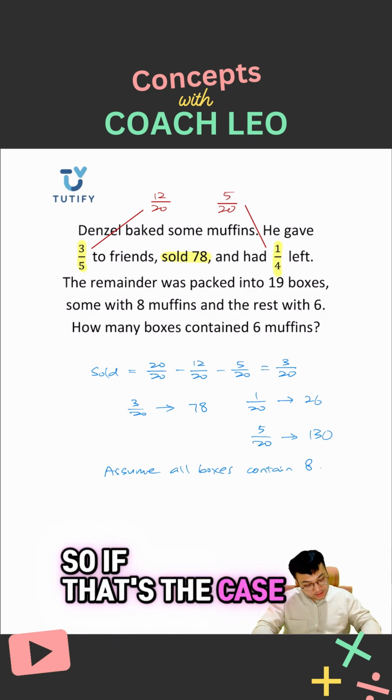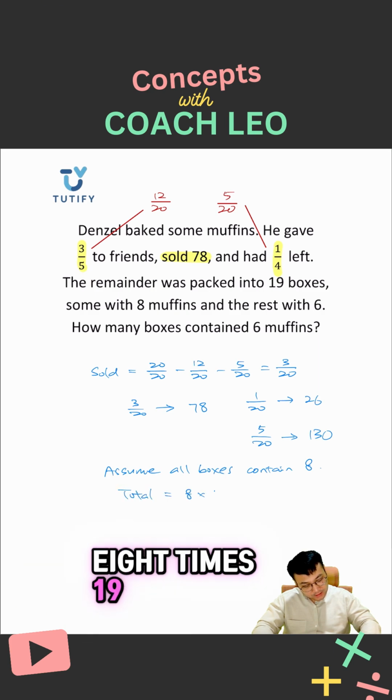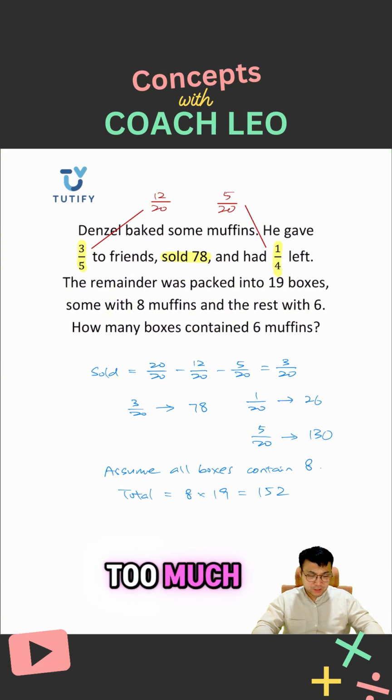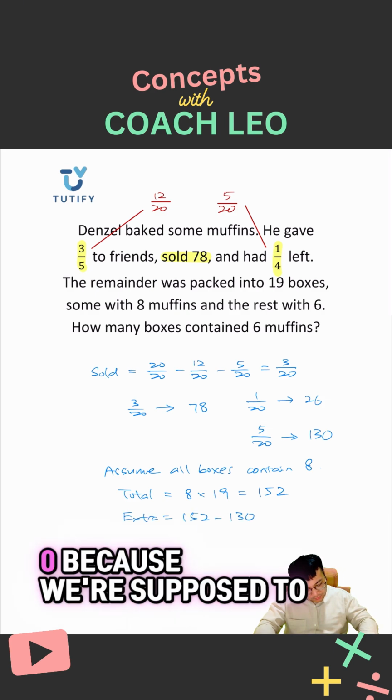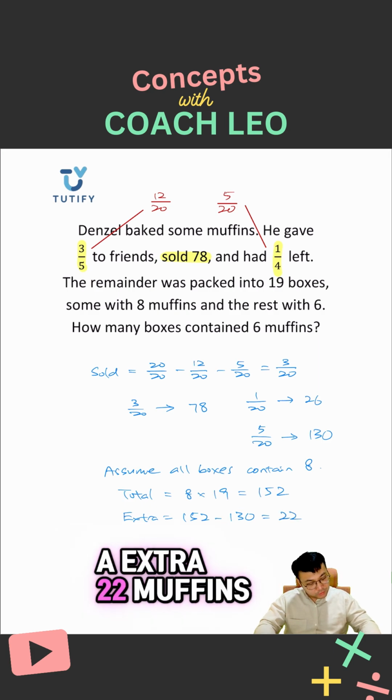So if that's the case, you have 19 boxes. What will be the total number of muffins? 8 times 19. That will be 152. Isn't that too much? How many extra muffins are you going to have? You are going to have 152 minus 130, because we're supposed to have 130 muffins, right? So that will give us an extra 22 muffins.